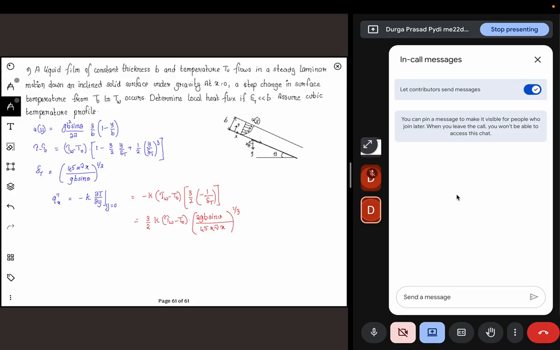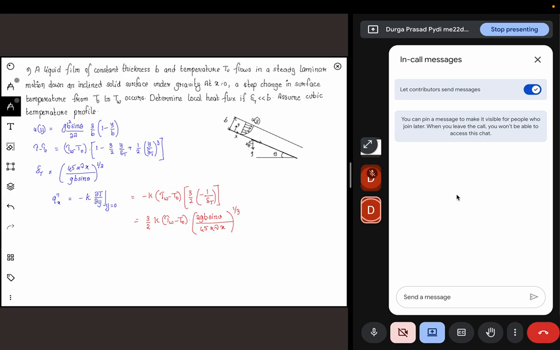Okay. Are there any questions in this? Yeah, if there are no questions, this is the last problem I have for this week.